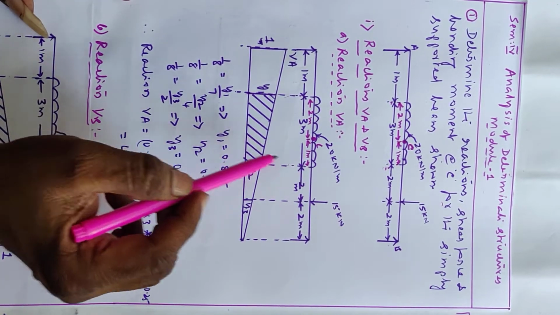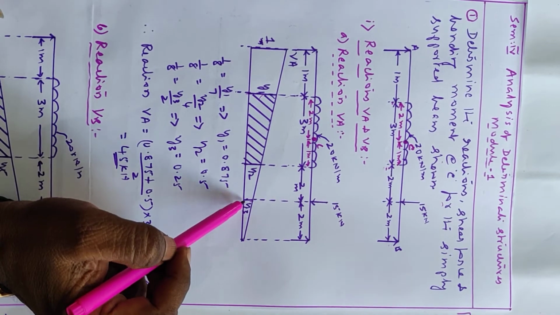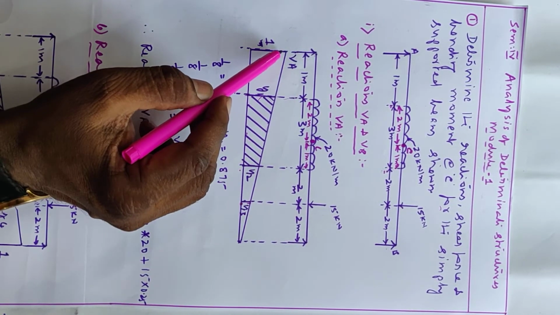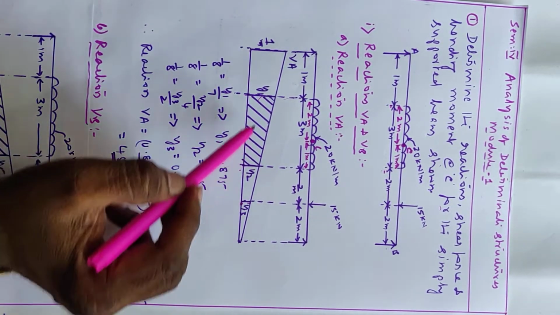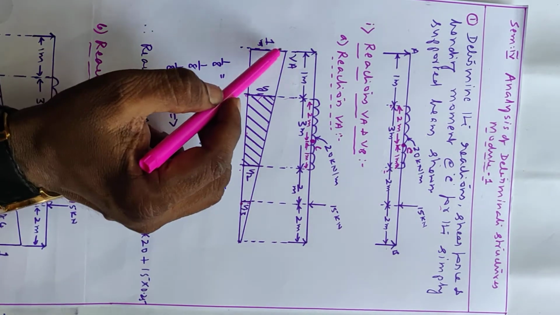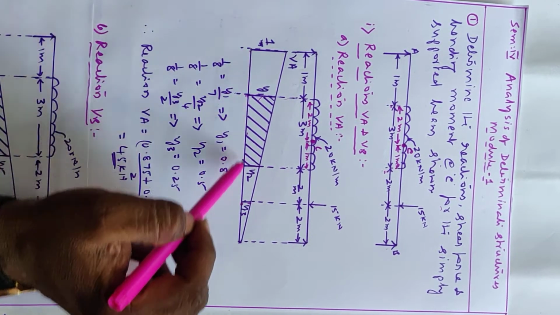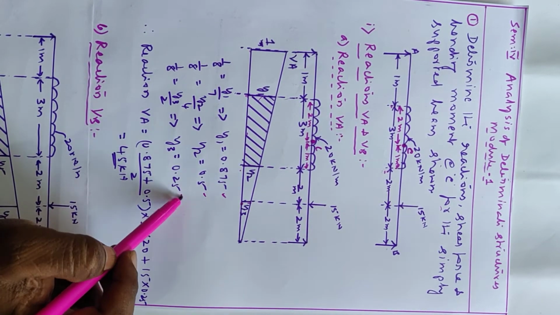Now the UDL is there, so we have to calculate this area. If point load is there, we will multiply with the ordinate. Therefore we have to calculate this y1, y2 and y3 from similar triangle property. y1 divided by 7, 1 divided by 8, equal to y2 by 4, 1 divided by 8 equal to y3 by 2. From this I can calculate all the ordinates.